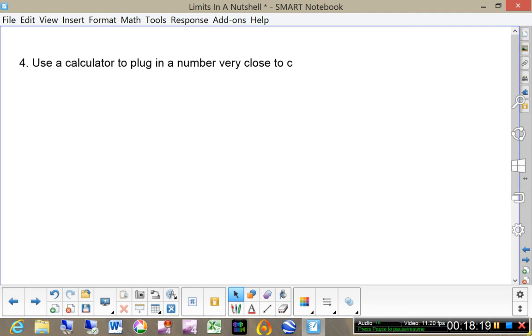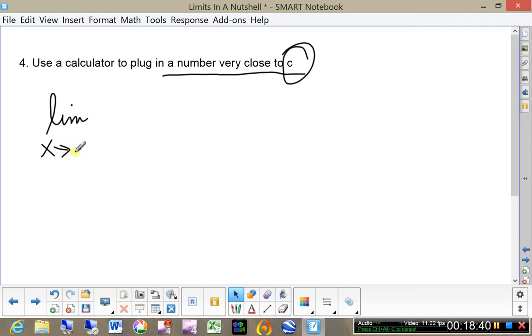Now, the fourth technique is to use a calculator to plug in a number very close to whatever C is. So let's take the example, and sometimes this will be a very handy way of doing it if you've got a very accurate calculator, and it will be accurate to many decimal places. The limit of x as x approaches 9 of x minus 9 over the square root of x minus 3. So let's plug in a number very close to 9.